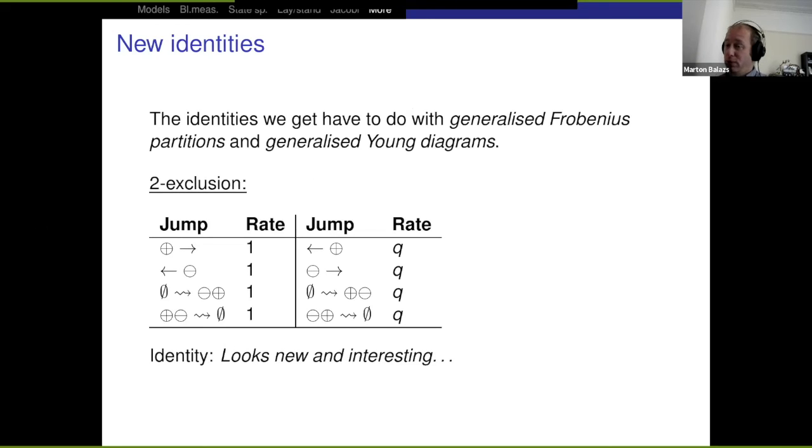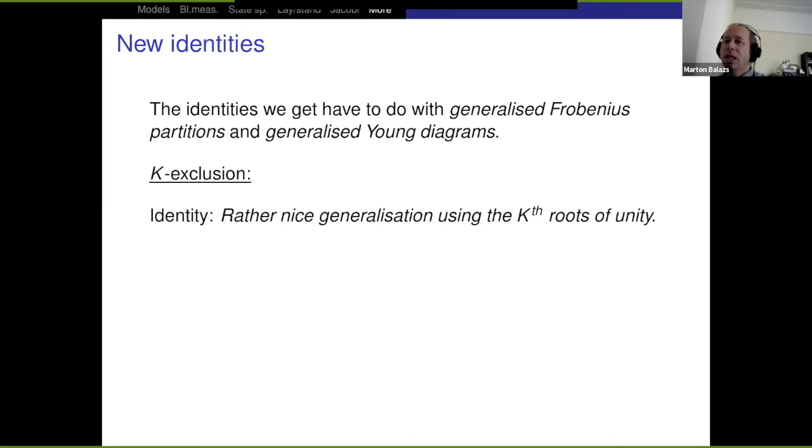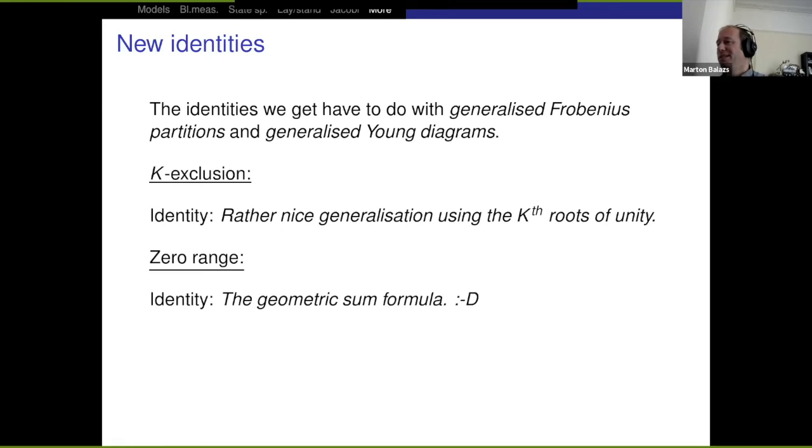You have 2-exclusion, which is notoriously difficult in the translation invariant case, but it does have product blocking measures. And you get a new identity in here, which is a bit complicated, but something new. And you can actually generalize this to K-exclusion. When you have at most K particles and every jump rate is 1, you still have some nice identity. And you can even stand up zero range. You can stand up zero range to get another zero range. And if you do the program, you get the proof of the geometric sum formula, which is not very useful, but it works. Thank you very much for your attention.